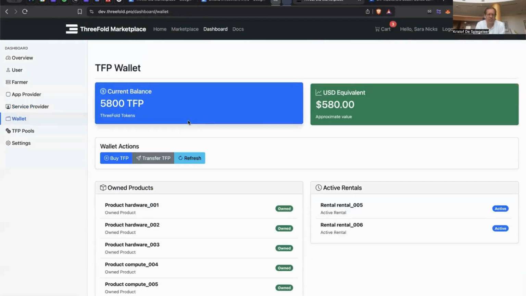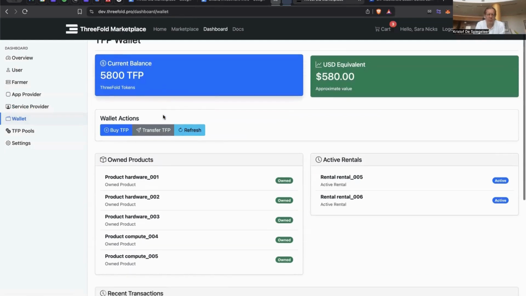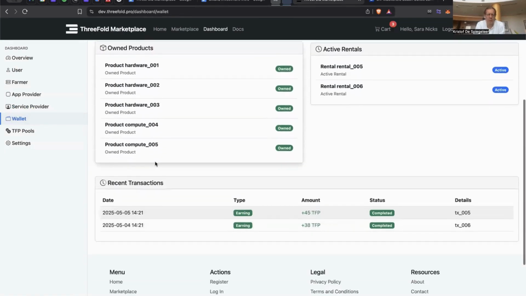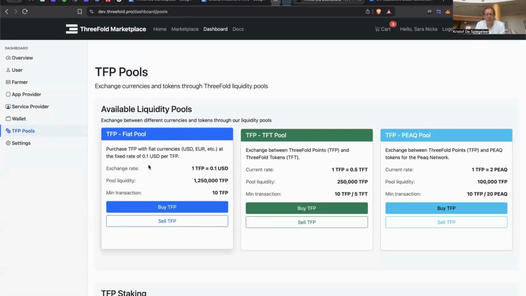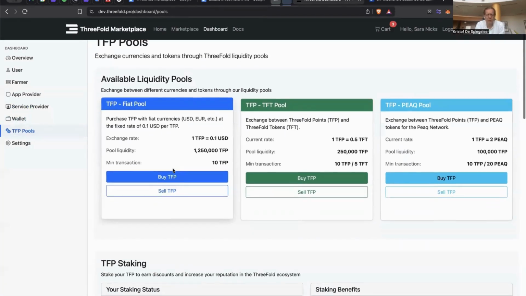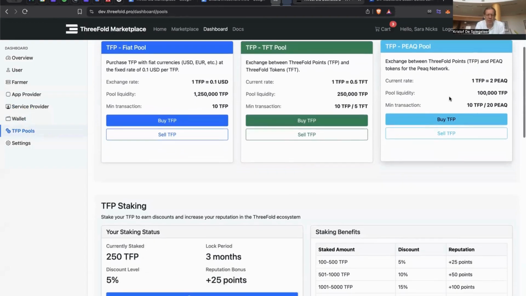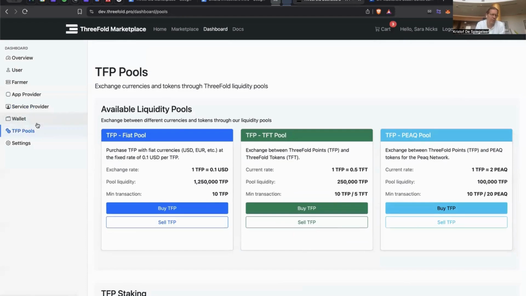Of course, you need a wallet where you will see your DF points. You can transfer them, see your earnings. There are pools like ThreeFold points to TFT. As you know, we're also working together with Peak. So there will be different kinds of things in there as well.